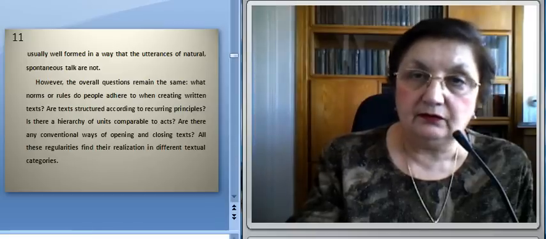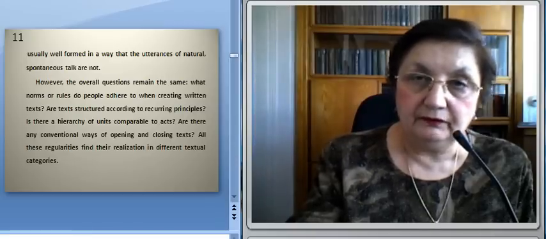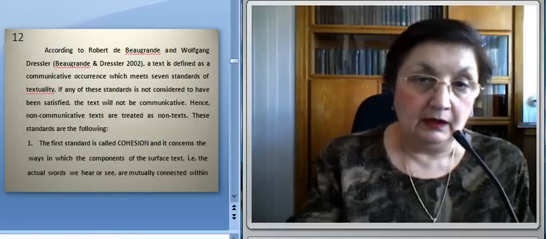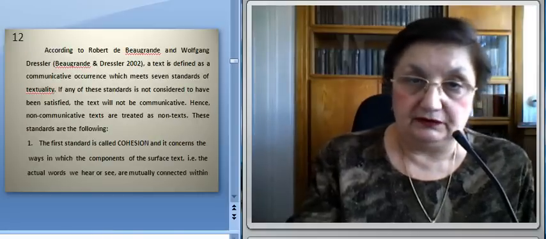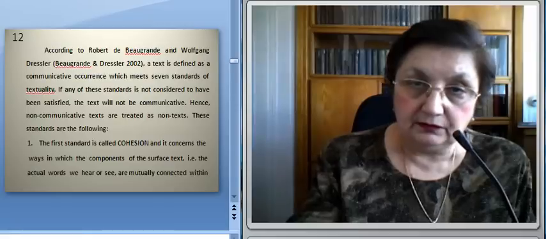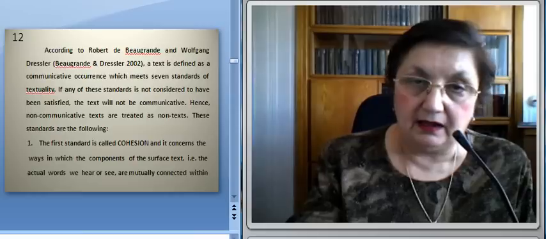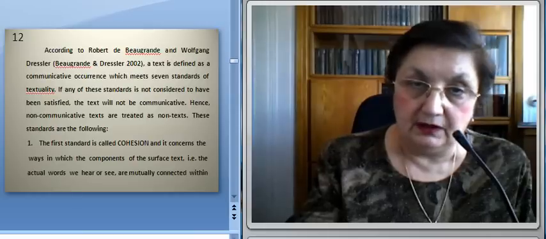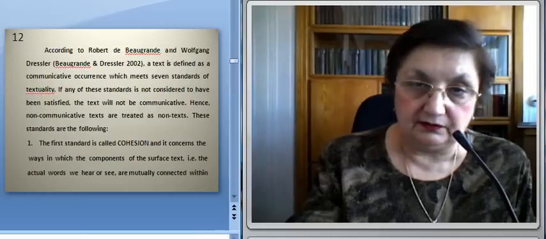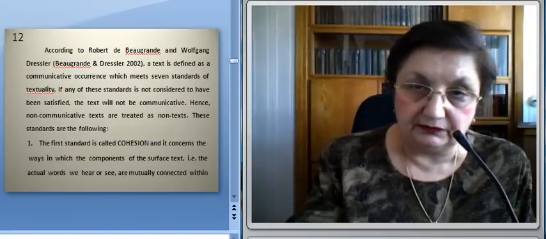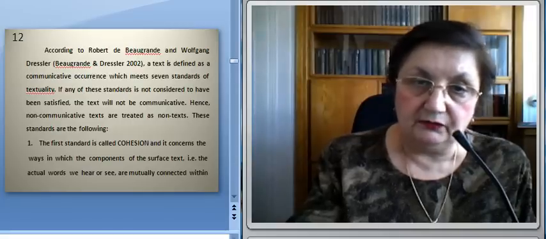According to Robert de Beaugrande and Wolfgang Dressler, a text is defined as a communicative occurrence which meets 7 standards of textuality. If any of these standards is not considered to have been satisfied, the text will not be communicative. Hence, non-communicative texts are treated as non-texts. These standards are the following.